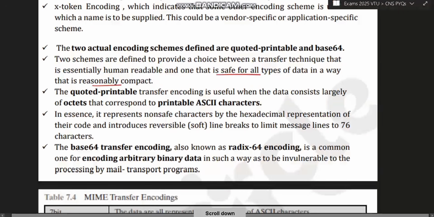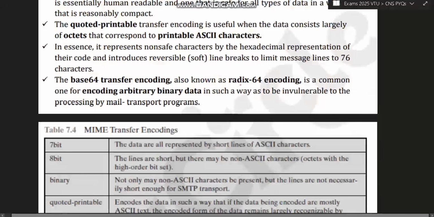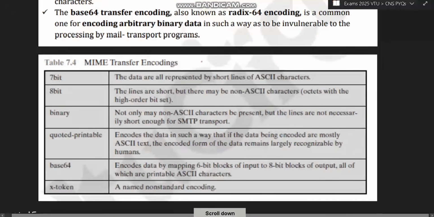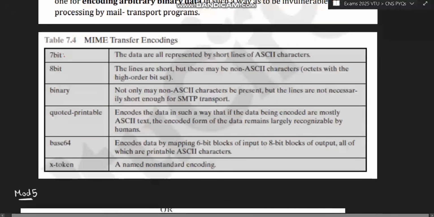Okay, so you can either have the normal letters which we read, or it can be base 64, which means binary. Base 64, also known as radix 64 encoding, is commonly used for encoding arbitrary binary data. Base 64 can be used as well as ASCII characters, which is just normal English. Both can be used. There are different encodings, which include 7-bit encoding.